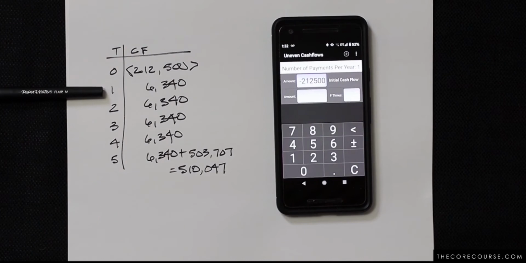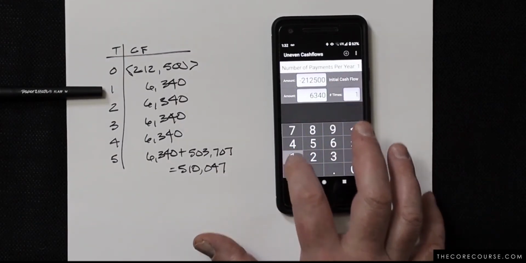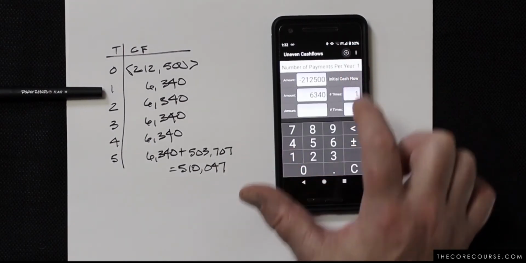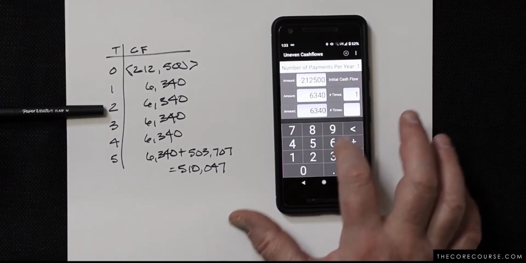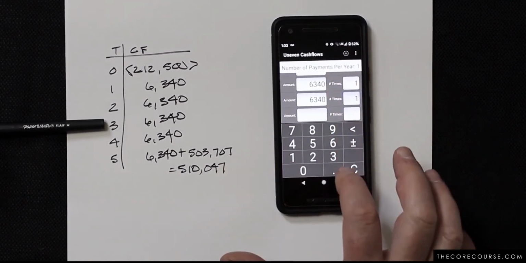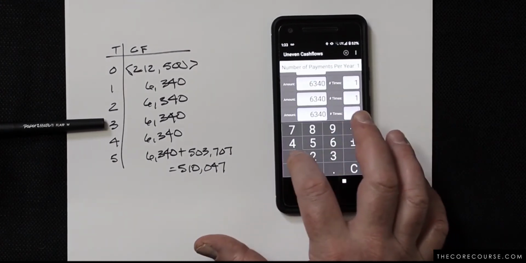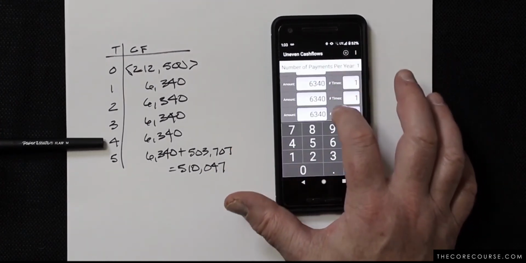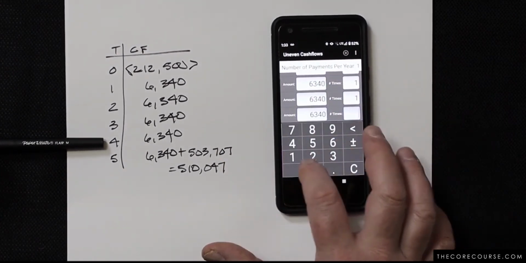So the next row is 6340 positive. That's the pre-tax cash flow in time period 1. So we'll tap into that box, 6340, number of times is 1. Now I'm going to create another row, go to time period 2, tap in, 6340, number of times 1. Create another row, this is time period 3, tap in, 6340, number of times is 1. Create another row, tap in, 6340, number of times is 1.